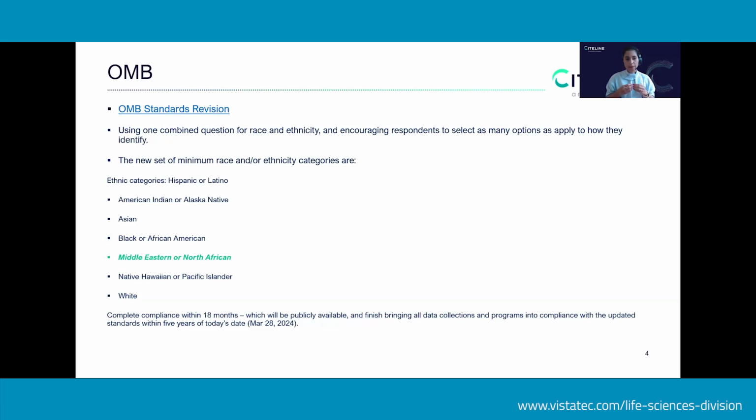But what's happening is that they are expecting complete compliance within 18 months. And this should bring all data collections in programs into compliance with the updated standards within 5 years of the date it was signed. That was March 28. So again, update your forms if you are collecting race and ethnicity data. Here at Citeline, we are working really hard to add these to our product roadmap to ensure that all the categories are aligned to the OMB standards, so they can help you get what you need for your diversity action plan. So that's what I had.